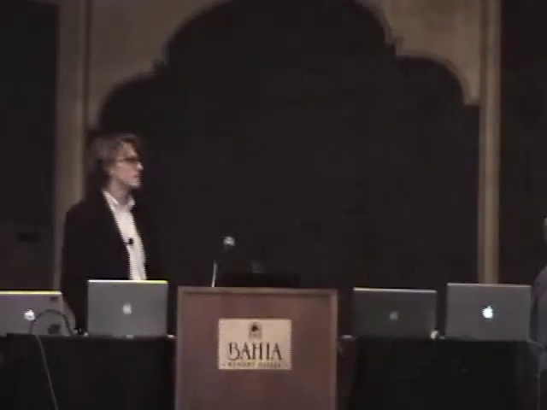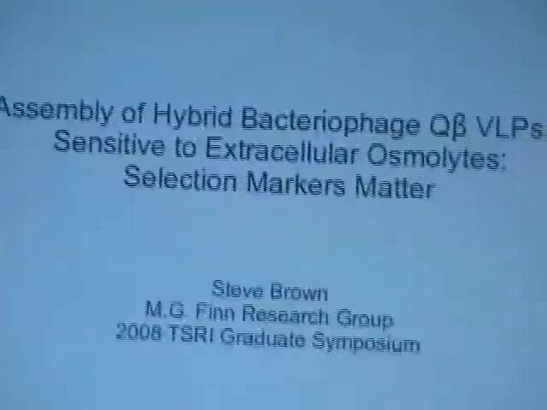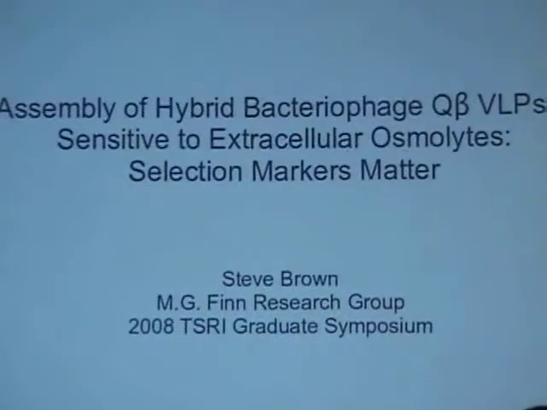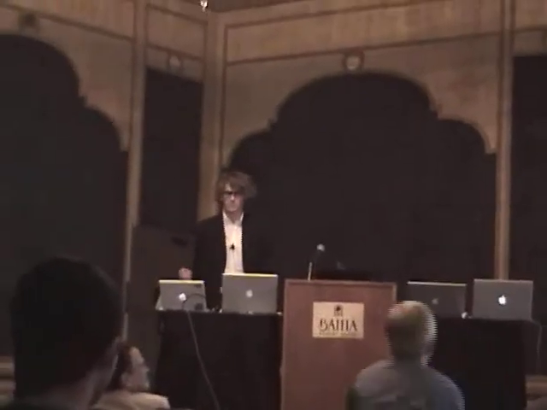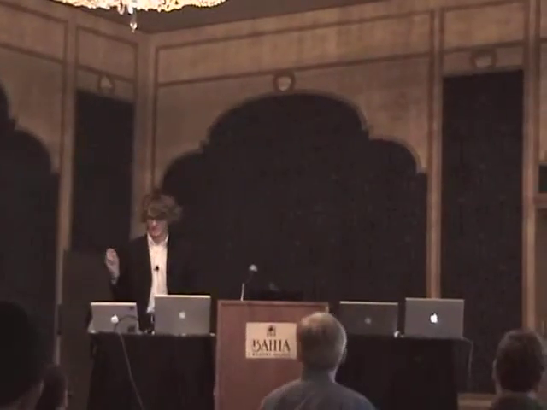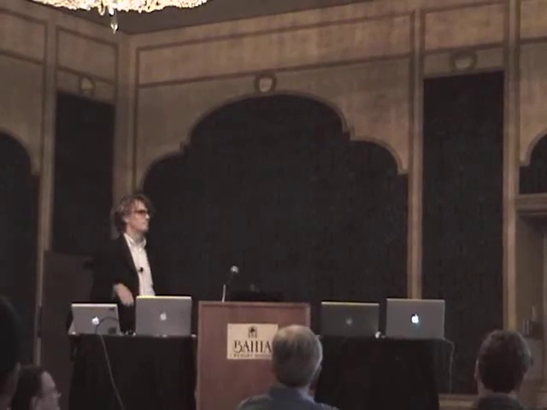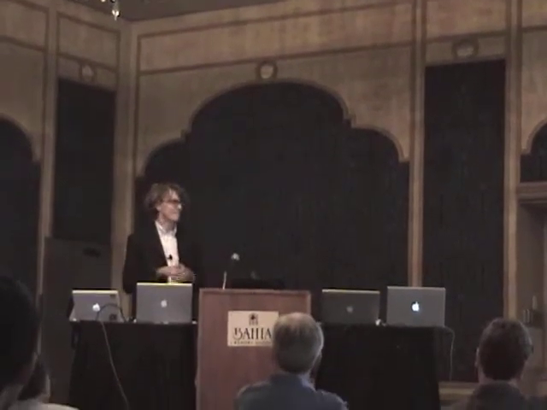It's titled Assembly of Hybrid Bacteriophage Beta DLPs is sensitive to extracellular osmolytes. Selection markers matter. So I apologize in advance for the difference between the title of my actual talk and the title that you all have. Between the time that I submitted that and presented this, I got more data which indicated my initial assumptions were completely wrong. And so I'm going to be presenting the good stuff to you now.